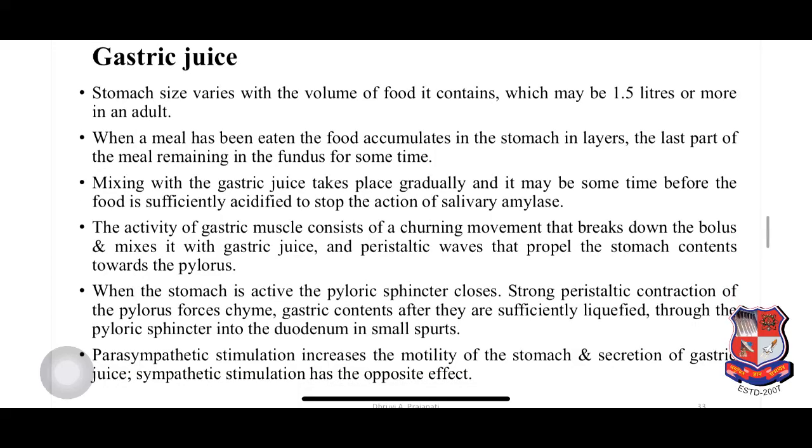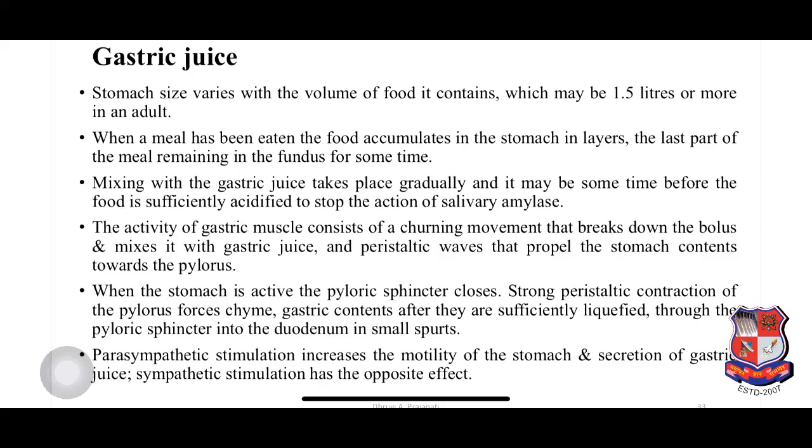About the gastric juice, stomach size varies with the volume of food it contains, which may be 1.5 liters or more in an adult. When a meal has been eaten, the food accumulates in the stomach in layers, the last part of the meal remaining in the fundus for some time. Mixing with the gastric juice takes place gradually and it may be some time before the food is sufficiently acidified to stop the action of salivary amylase.